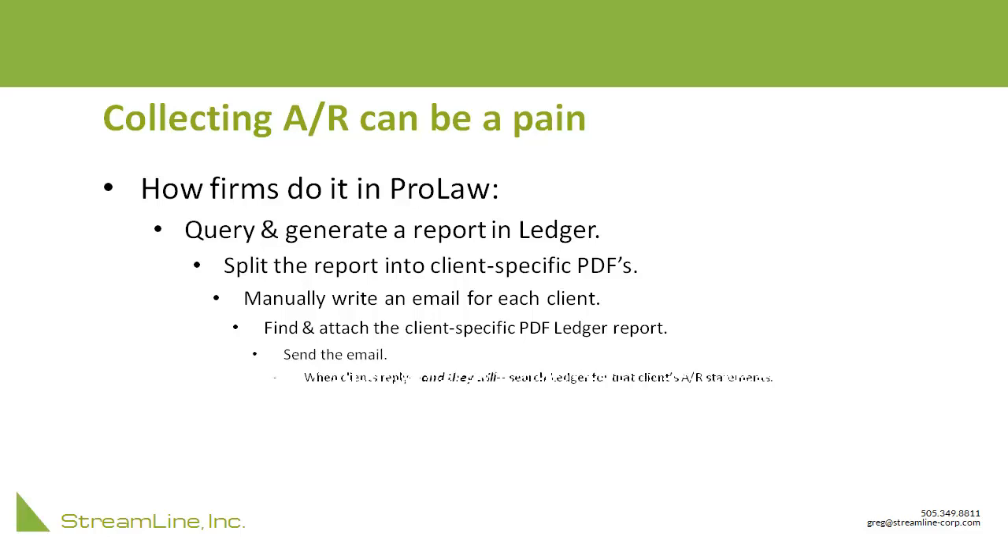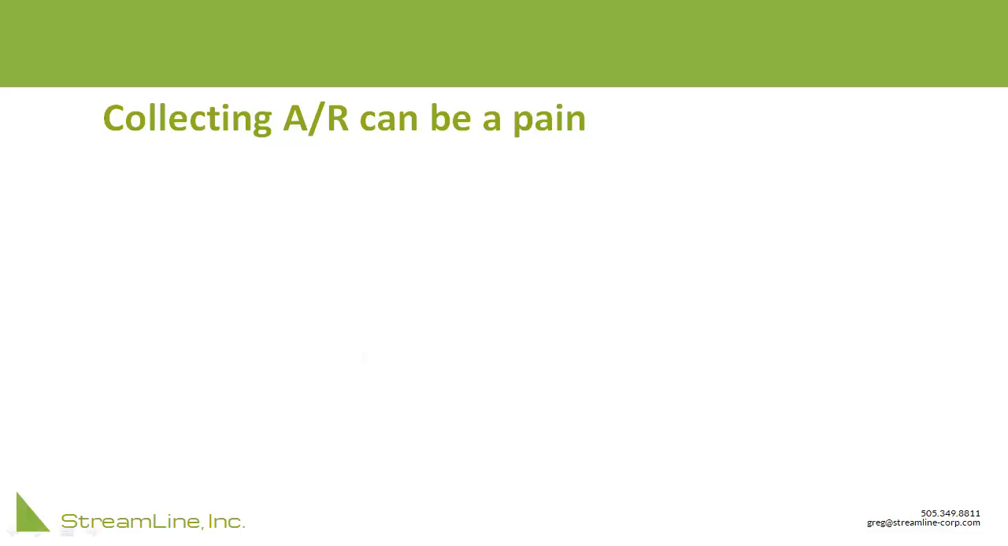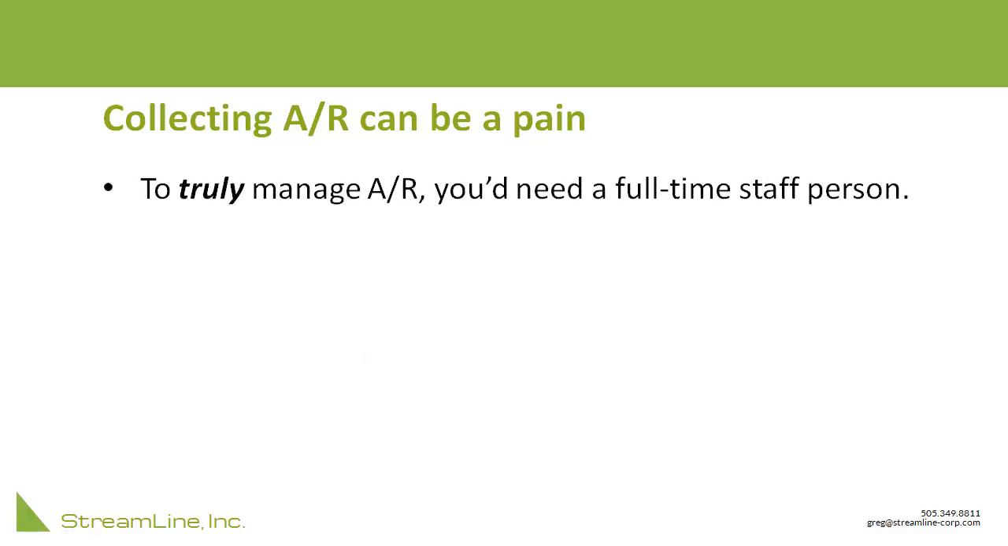What happens next, though, is that when clients reply, and they will reply, they ask you for the original statements that they owe AR on, because you've already sent them a list of the AR. So to find the actual original statements, you have to go to Ledger, switch to that client's AR statements, and then export each of those statements as a separate PDF, put it in your file system, and manually attach each and every one of them to the email. Once you've done that, then you're ready to send the email. And then you've got to go on to the next client, and the next client, and the next client, ad nauseam.